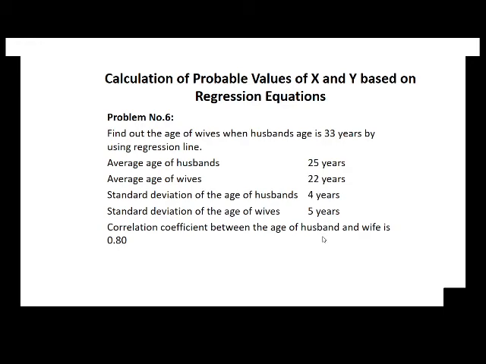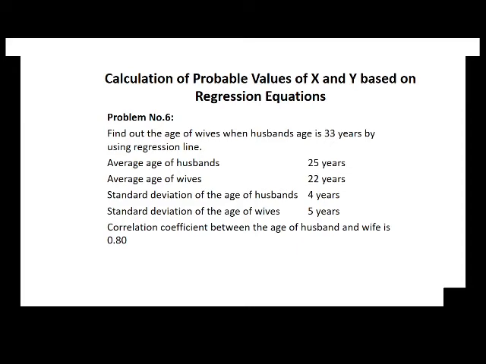Likewise, we can solve another problem. Problem number 6. Find out the age of wife when the husband's age is 33 years by using the regression line. The average age of husband is 25 years. Average age of wife is 22 years. Standard deviation of the age of husband is 4 years. The standard deviation of age of wife is 5 years.